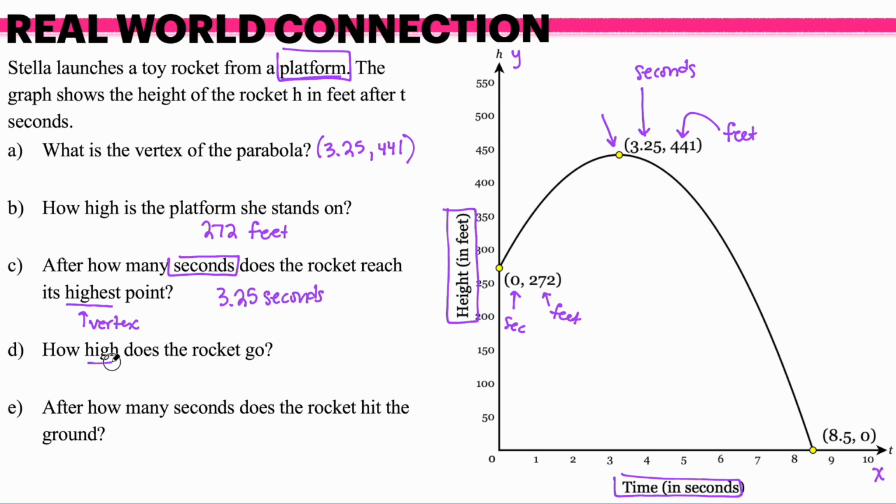And then they want to know how high did that rocket go. So you're looking for the highest value of the entire graph, and it is 441 feet. And then last, how many seconds until it hits the ground? Again, we're dealing with the x value. Hitting the ground is when it's not in the air at all. It is literally at the ground. So we want to know, when is it at 0 feet? We're looking for the seconds when it is 0 feet, and it is at 8.5 seconds.